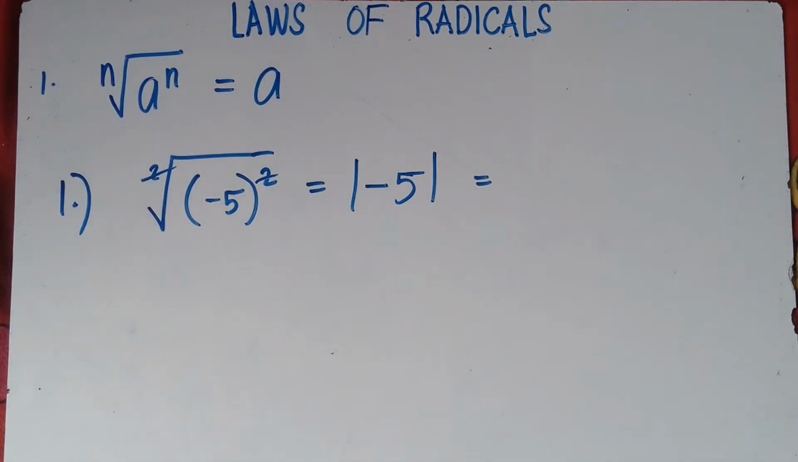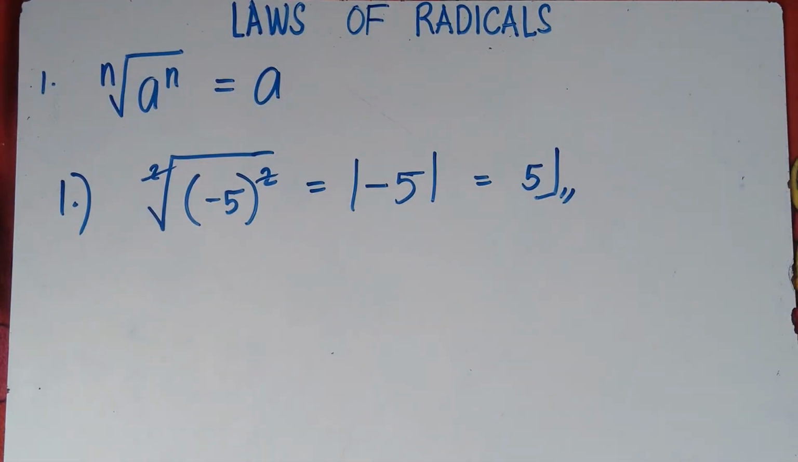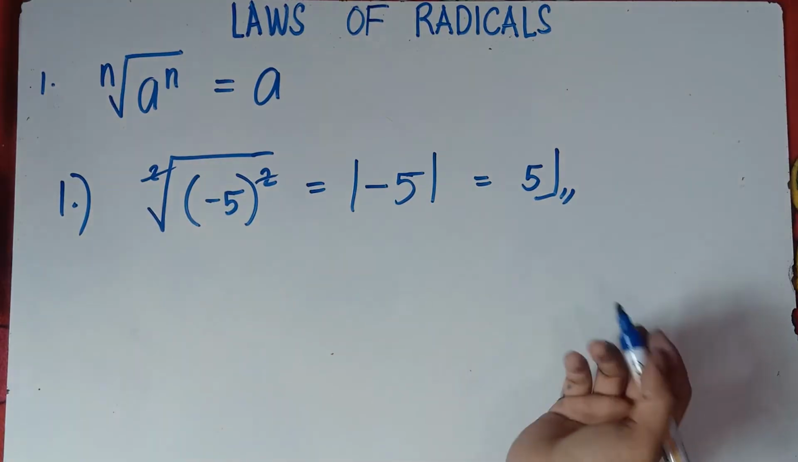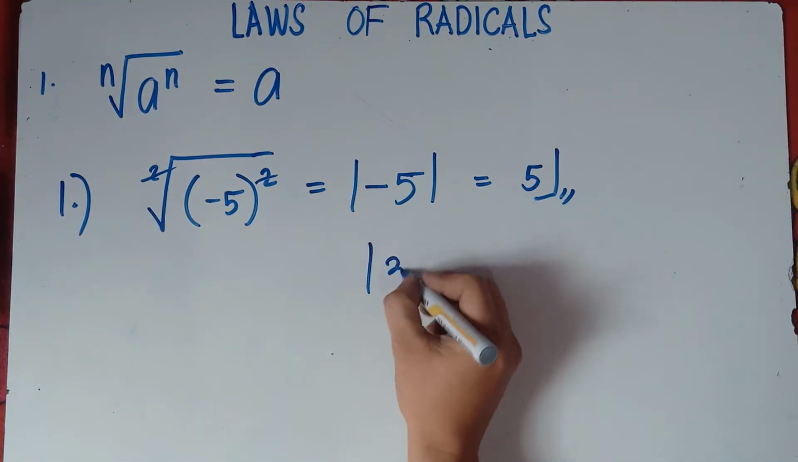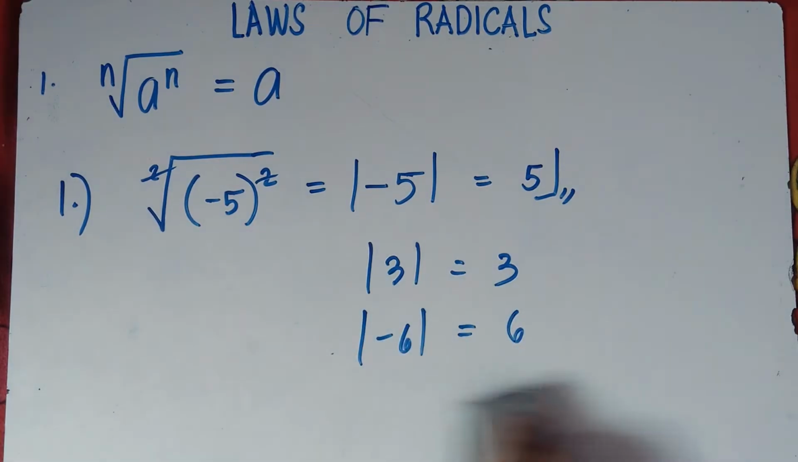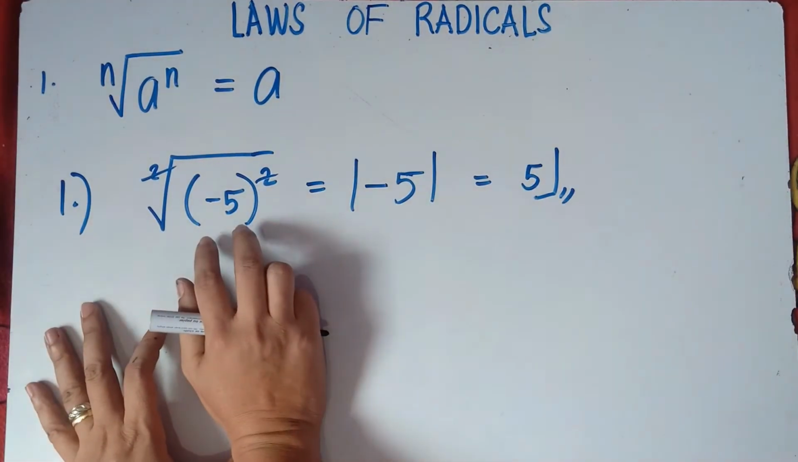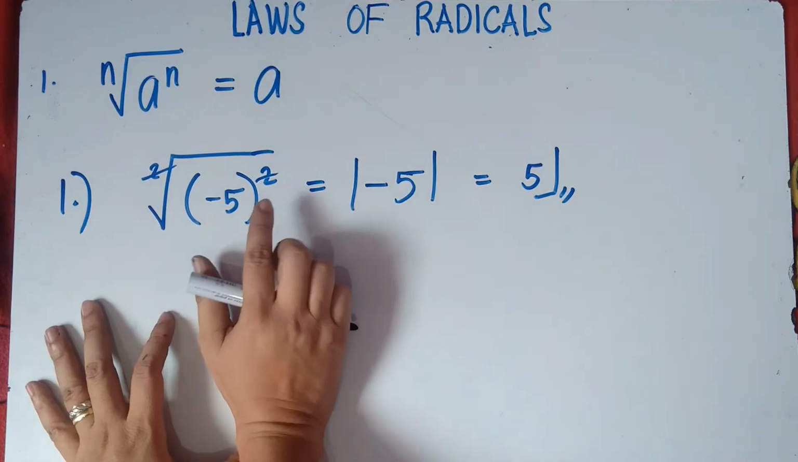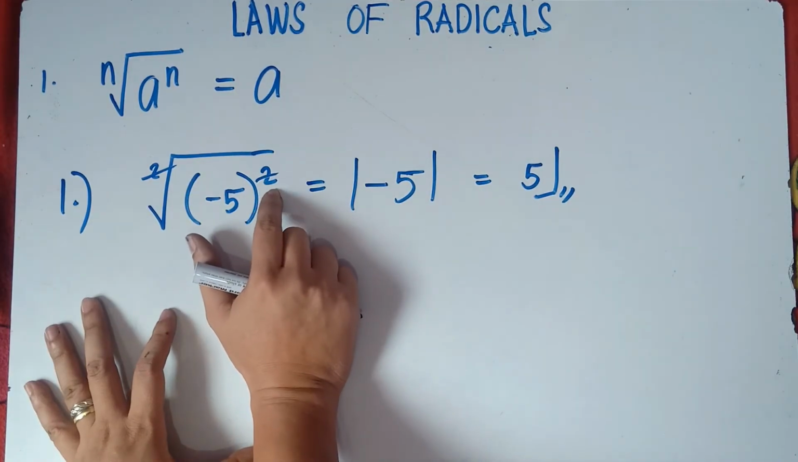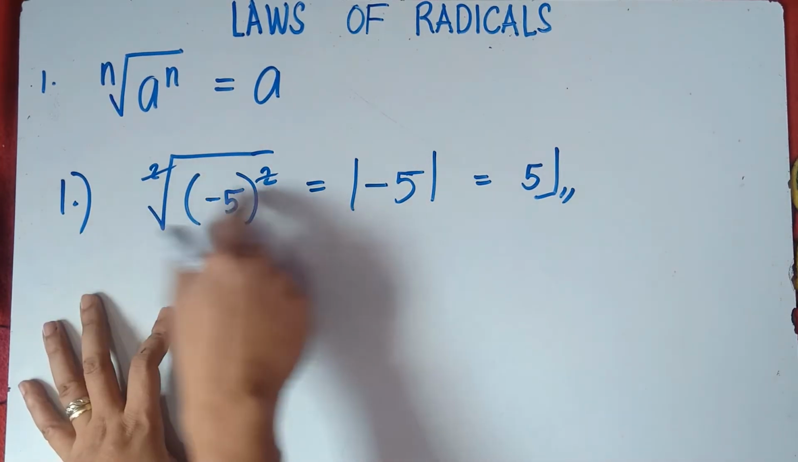And the absolute value of a number is always positive. Once again, class, always remember the absolute value of a number is always positive. Therefore, our answer is positive 5. This will be our final answer, class. Positive 5. The absolute value of 3, that's positive 3. The absolute value of negative 6, that's positive 6. So that's it for the absolute value. So once again, if the number inside is less than 0, negative 5 is less than 0, and then n is even, therefore we need to get the absolute value of this particular number. Okay, and make sure, class, that the index and the exponents are the same.